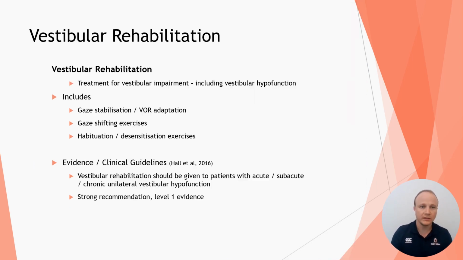So how do we help these people? We do what's called vestibular rehabilitation. And this is trying to improve that impairment of the vestibular system or that vestibular hypofunction. It includes gaze stabilization or VOR adaptation exercises, gaze shifting exercises, and also some habituation or desensitization exercises. Very good evidence, level 1, strong recommendations for the use of vestibular rehab for acute, subacute, and chronic unilateral vestibular hypofunction. So very good evidence to support this approach in managing these symptoms.